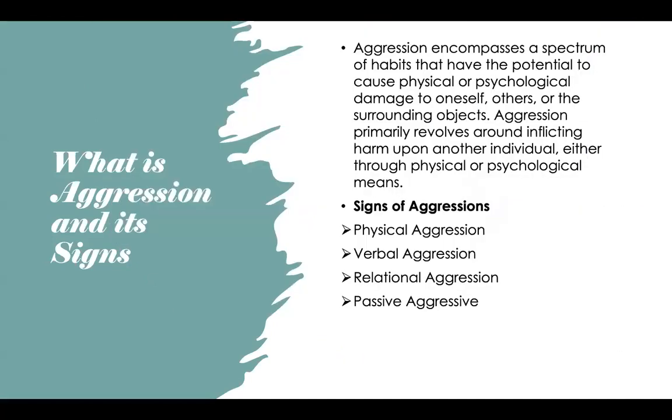So, what is aggression and its signs? Basically, aggression encompasses a spectrum of behaviors that have the potential to cause physical or psychological damage to oneself, others, or the surrounding objects. Aggression primarily revolves around inflicting harm upon another individual either through physical or psychological means. Signs of aggression are physical aggression, verbal aggression, relational aggression, and passive aggression.